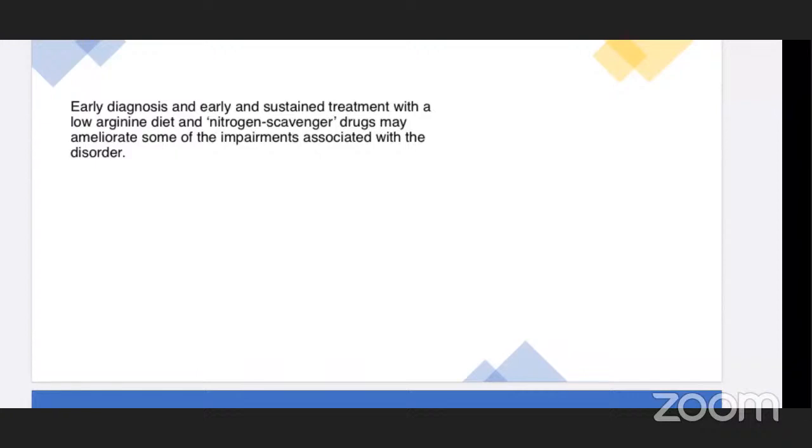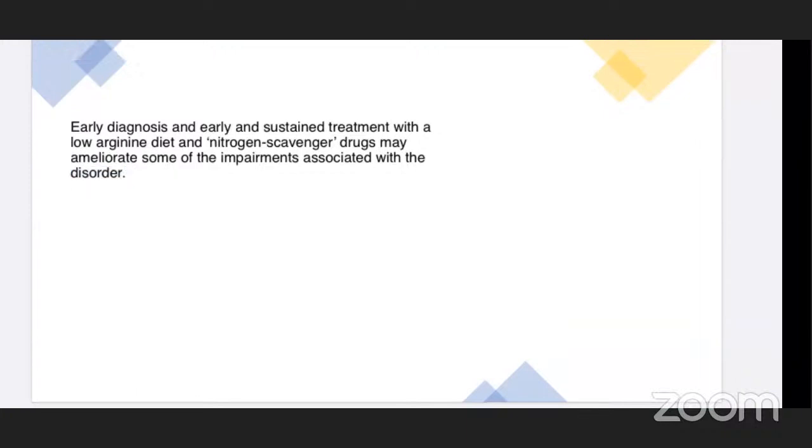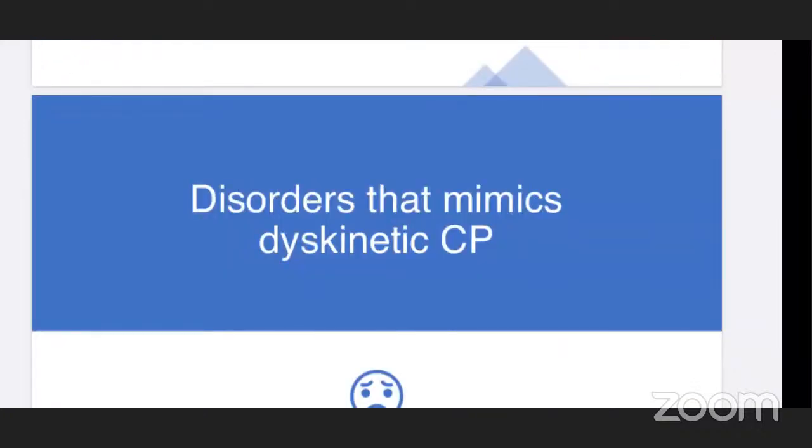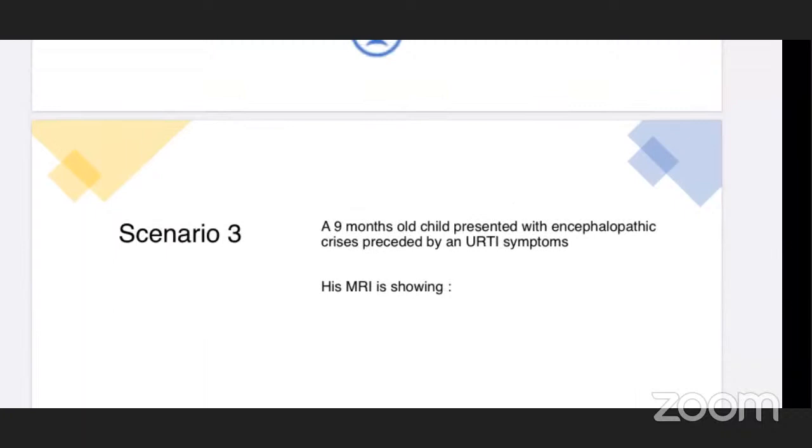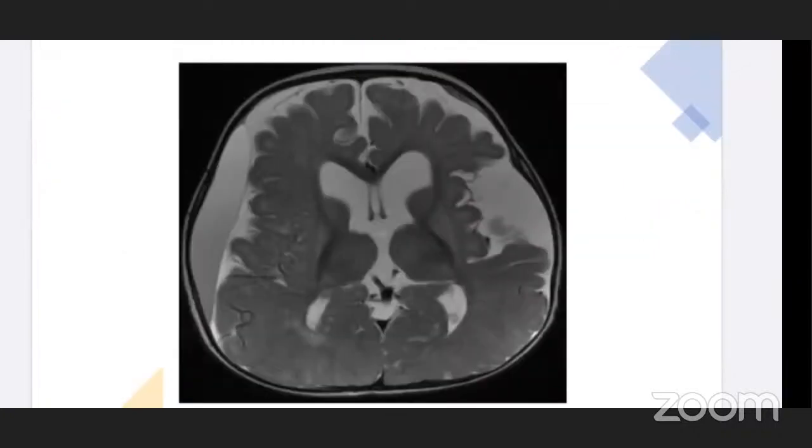So now we are done with the disorders that mimic spastic cerebral palsy. Moving on to the disorders that mimic dyskinetic cerebral palsy. I'll start with a brief scenario. We have a 9-month-old child who presented with an encephalopathic crisis, preceded by URTI symptoms. His MRI is shown here below. Would anyone like to tell us what they think about the diagnosis?